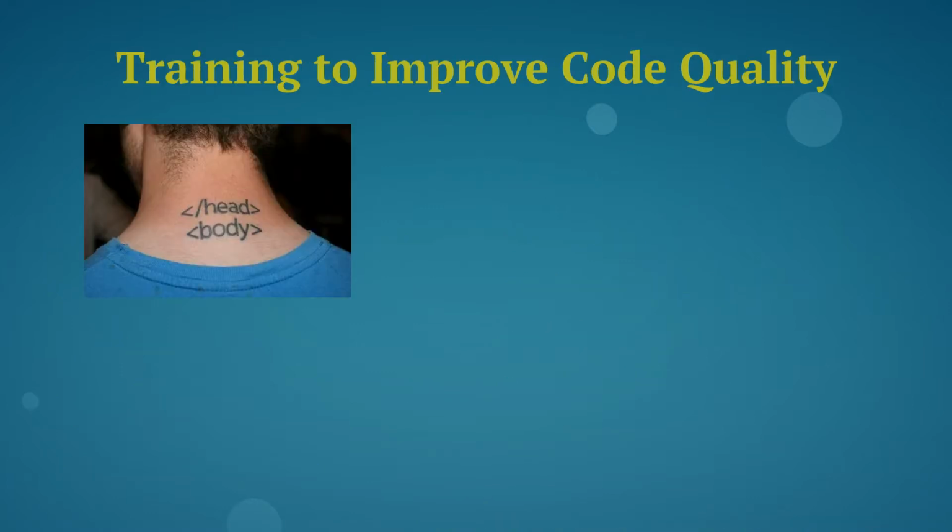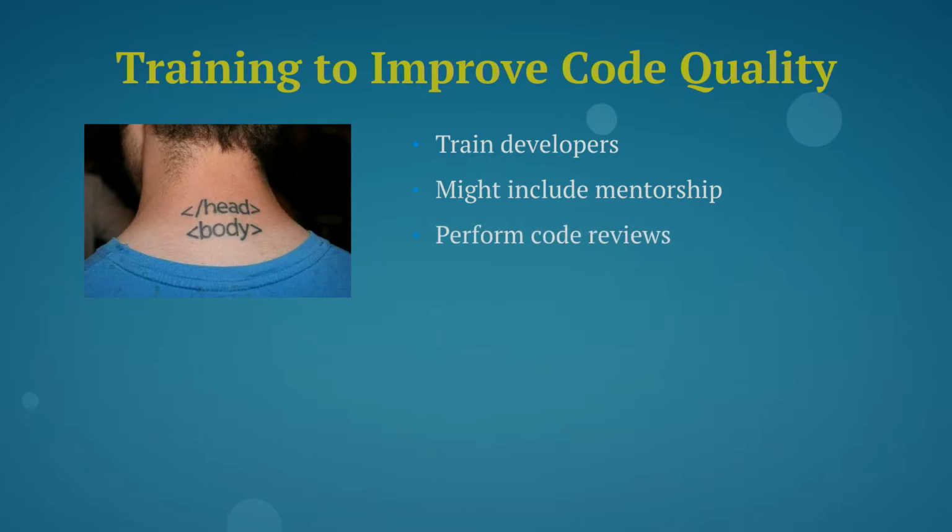And then there's training. You can train people to produce better quality. You can train the developers. It might include mentorship. And you want to do code reviews. A lot of knowledge gets transferred during code reviews. People learn a lot. And then the idea, of course, is that if something comes up in one code review, the next time that a person writes similar code, the person who's reviewing that second piece shouldn't see the issue that came up in the first one. So it really is a form of continuous improvement.